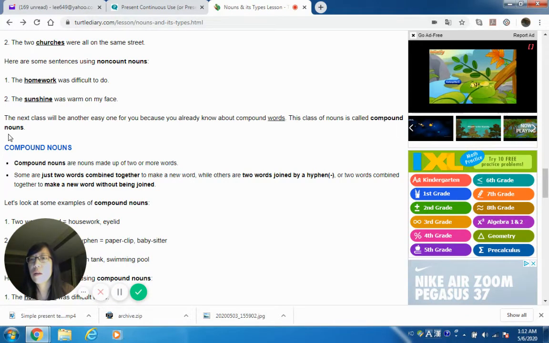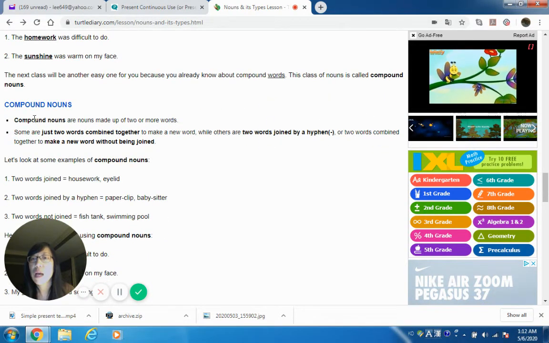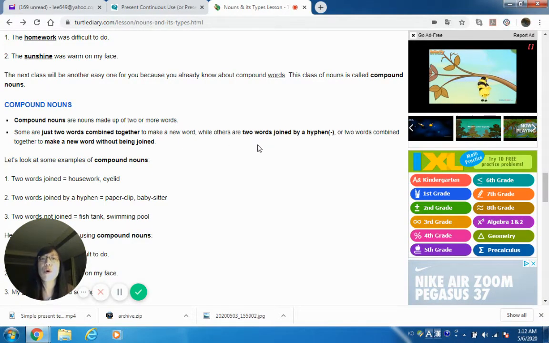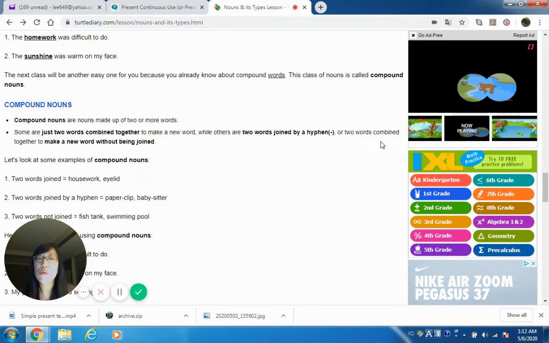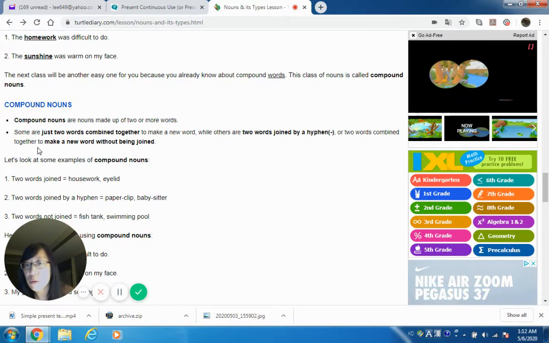Now there's such a thing as compound nouns. What's a compound noun? Compound nouns are nouns made up of 2 or more words. Some are just 2 words combined together to make a new word, while others are 2 words joined by a hyphen, or 2 words combined together to make a new word without being joined.